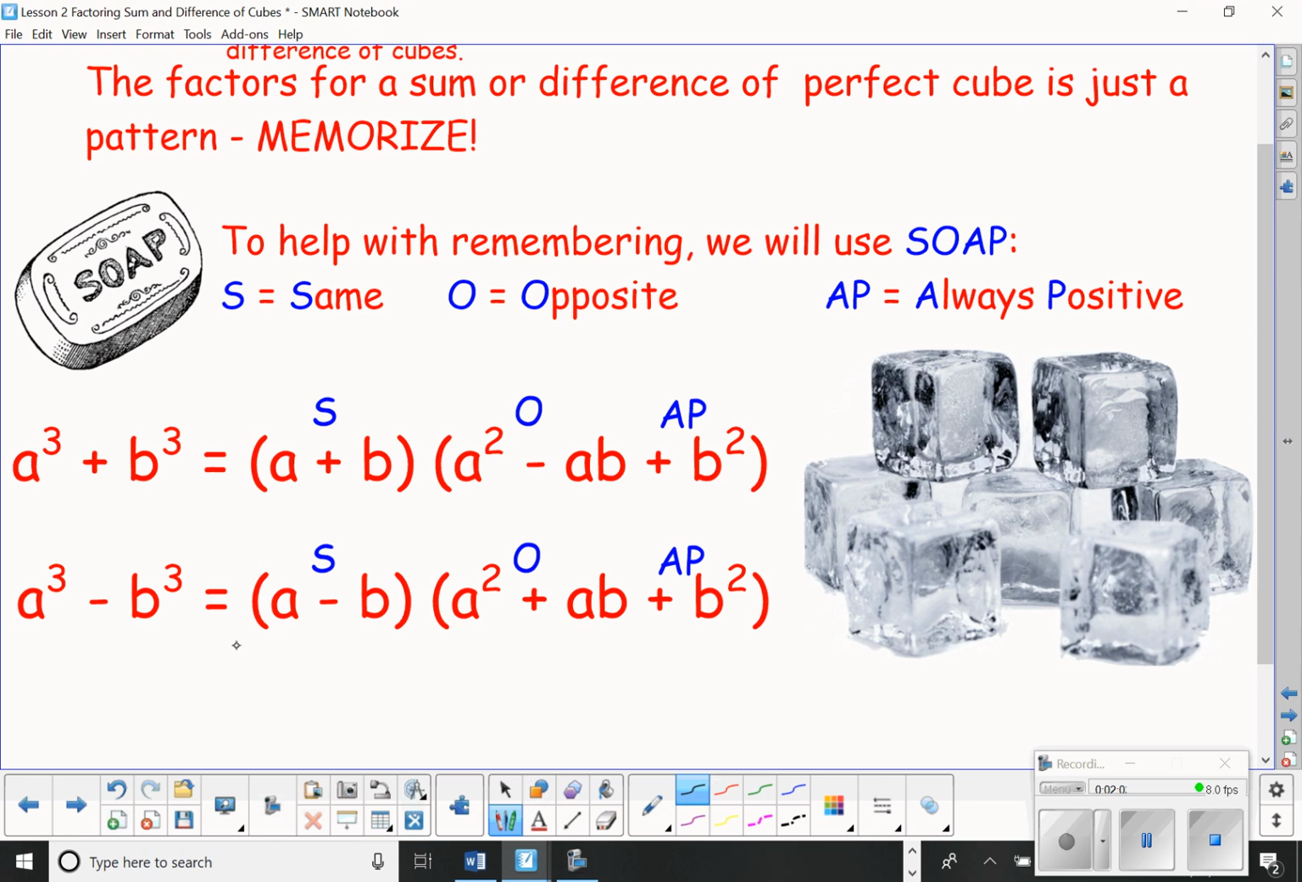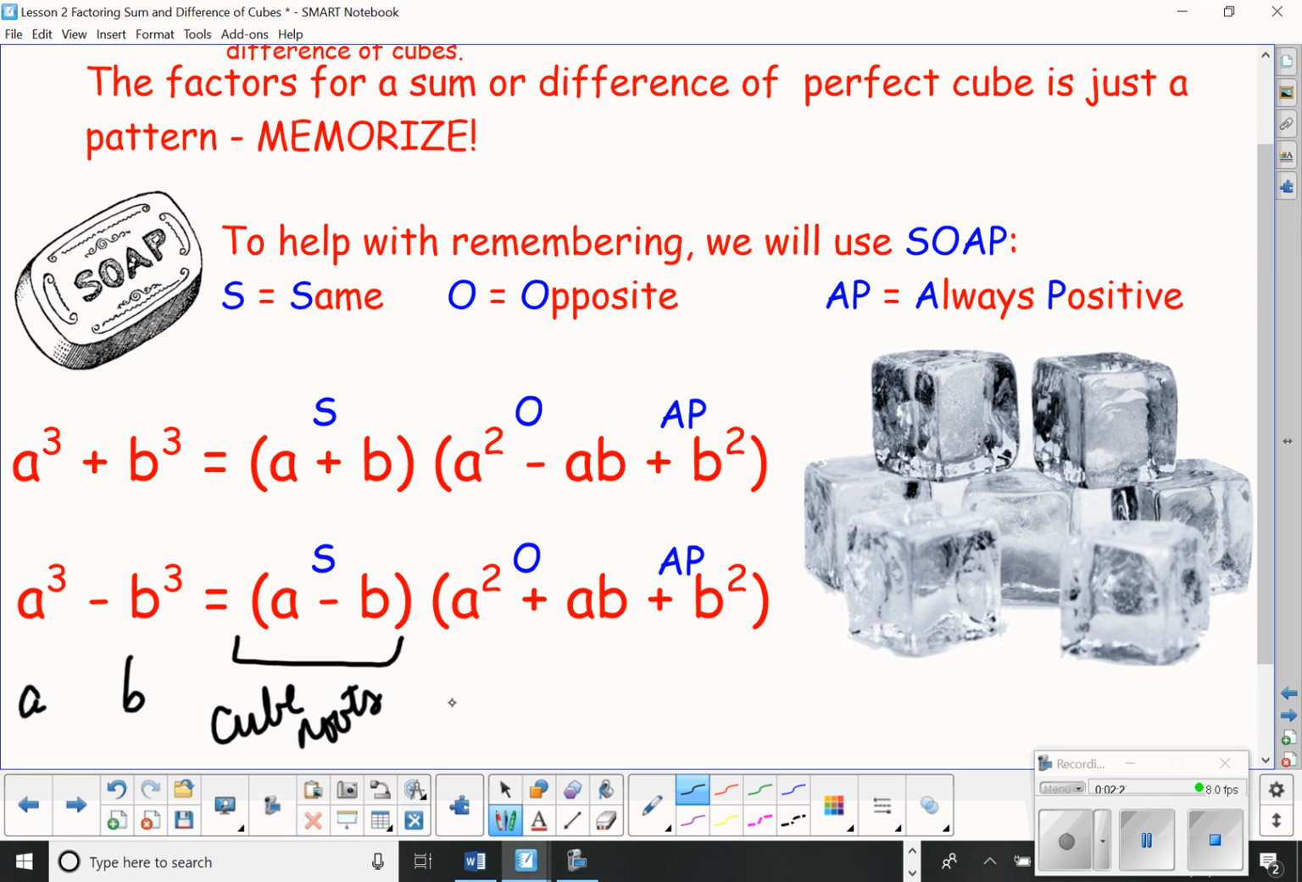So what do we need then? Well, these are our cube roots. If you notice that you have a sum or a difference of cubes, you figure out what the cube root is. The cube root of a cubed is a, the cube root of b cubed is b. And then you connect them with the same operator.